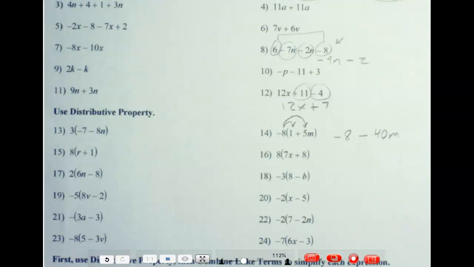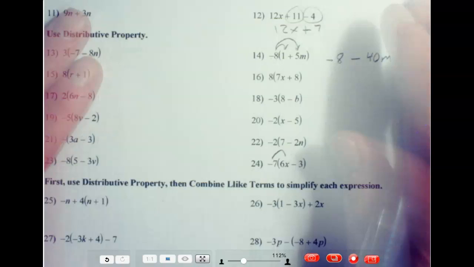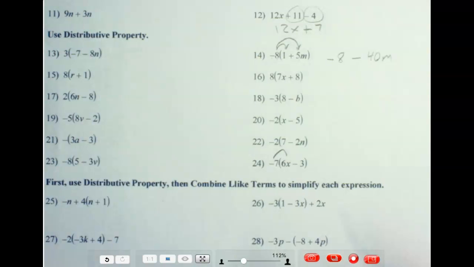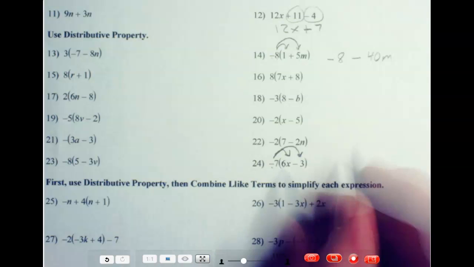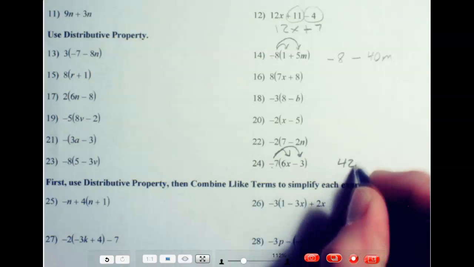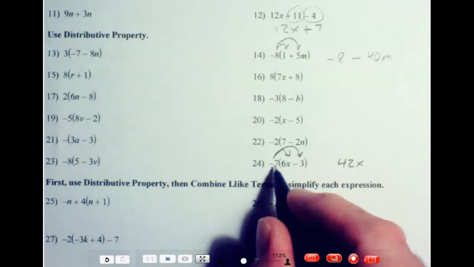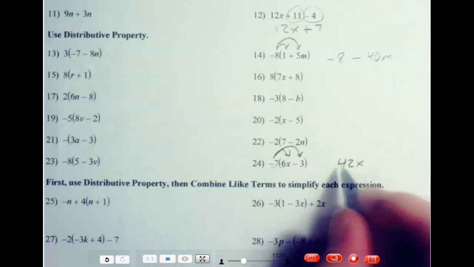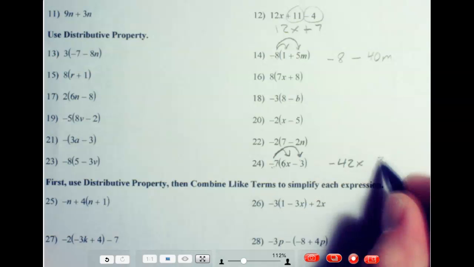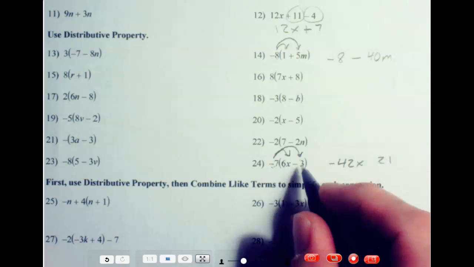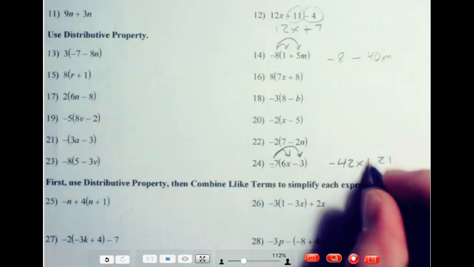Let's try this guy right down here. I need to get my arrows again so I know what I'm doing. 7 times 6 is 42. There's an x attached, and it's a negative times a positive, so that's a negative 42x. And then we've got 7 times 3, which is 21. It's a negative times a negative, so that's going to make that a positive 21.